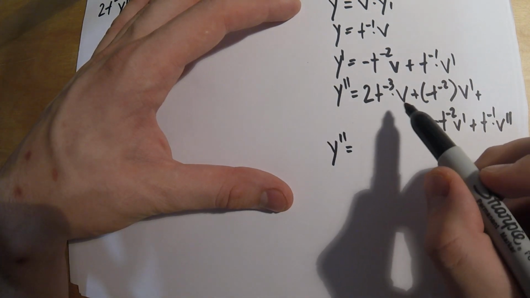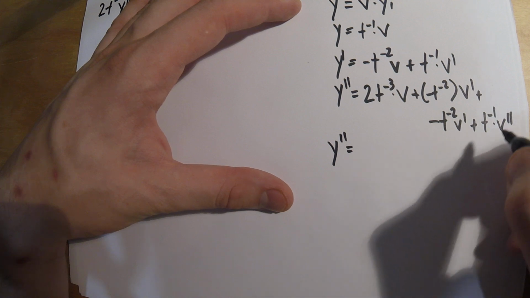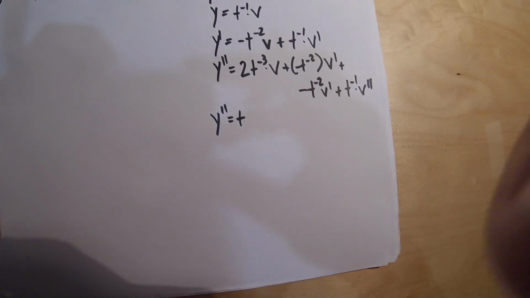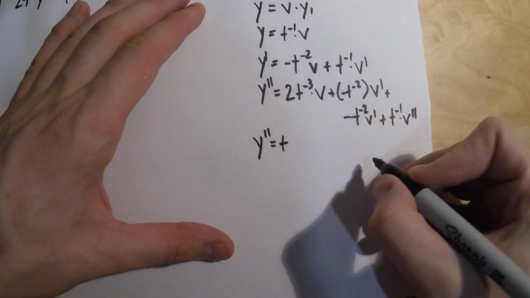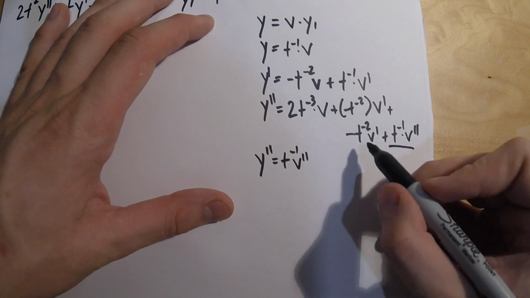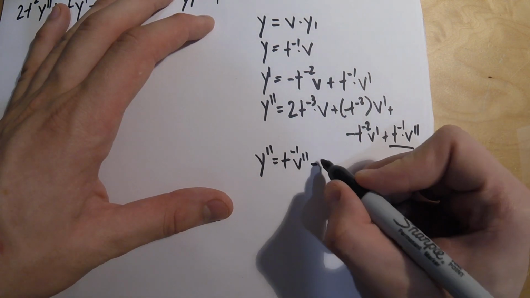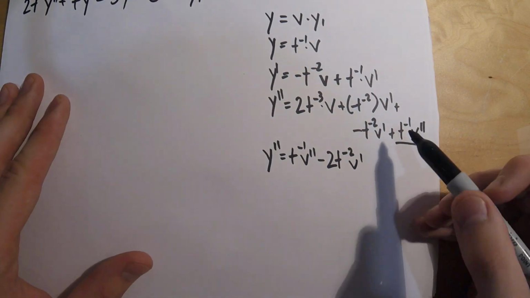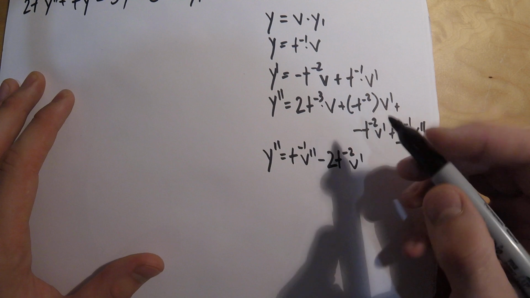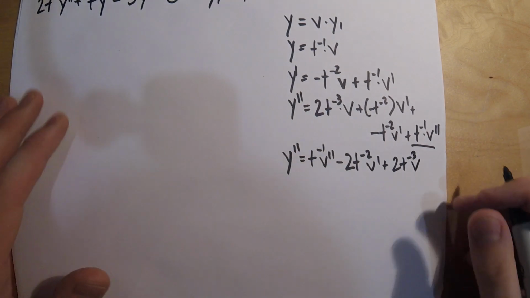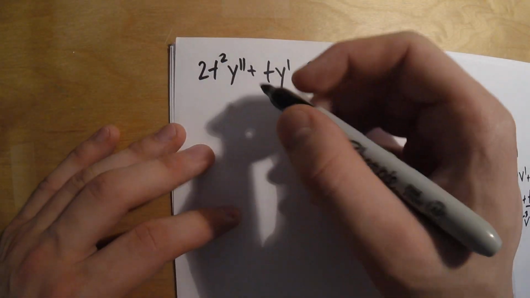So y double prime, let's see, once again I'm going to write in the highest order of v. So we have t to the negative 1 v double prime. Okay, so we took care of this. Now this is going to be minus 2t to the negative 2 v prime. Okay, so that combined, plus 2t to the negative 3 v. Okay, so now I'm going to substitute this into the equation.